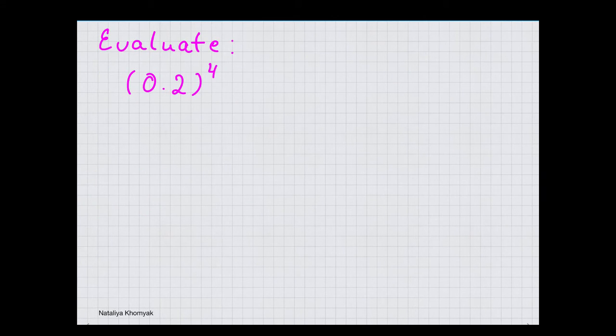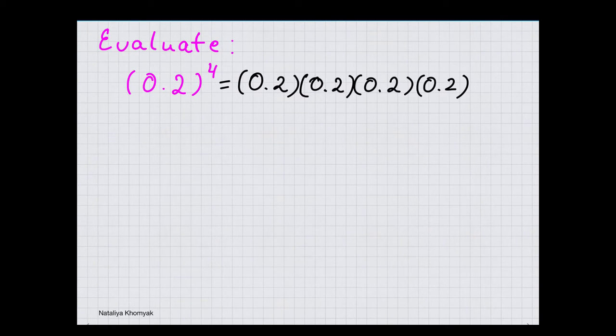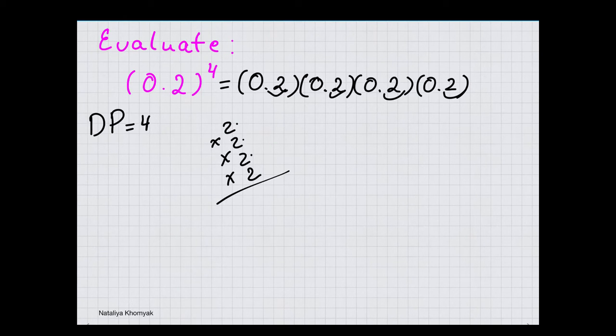Evaluate 0.2 to the 4th power. So we have 4 factors of 0.2. Now we have to multiply decimals, and they can be multiplied as whole numbers if we remember how many decimal places we have. We have 1 decimal place here, 2, 3, 4 decimal places total. So now we can calculate 2 times 2 times 2 times 2 by hand. 2 times 2, 4 times 2, 8 times 2, 16.